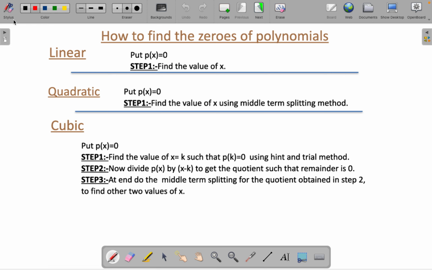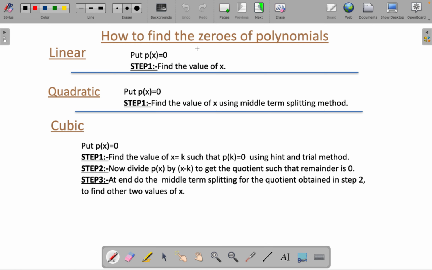The second video on polynomials. In today's video, we will learn how to find the relationship of zeros with the coefficients of the polynomial. But before going on to the main topic, let's quickly revise how to find the zeros of a polynomial.